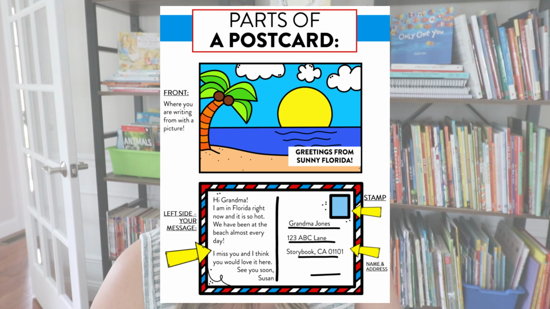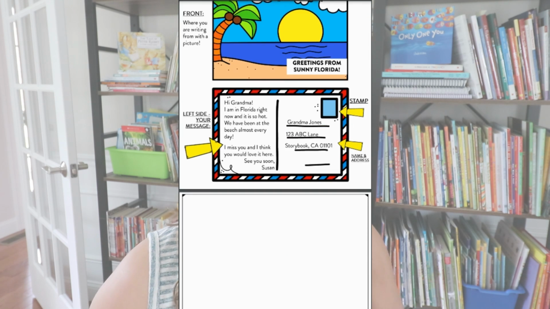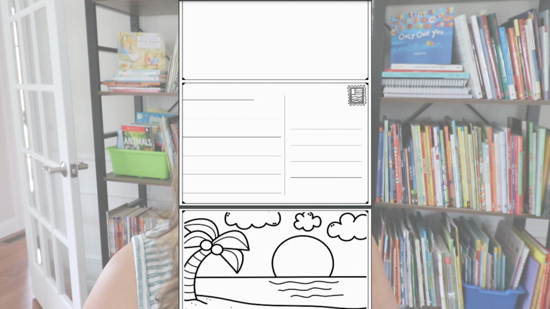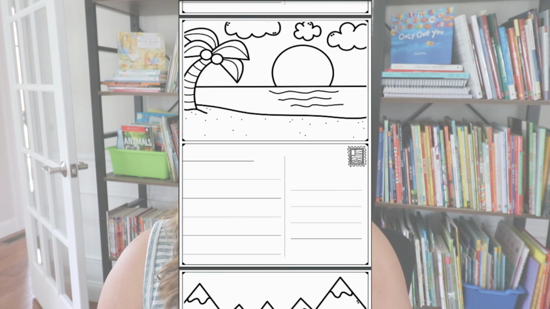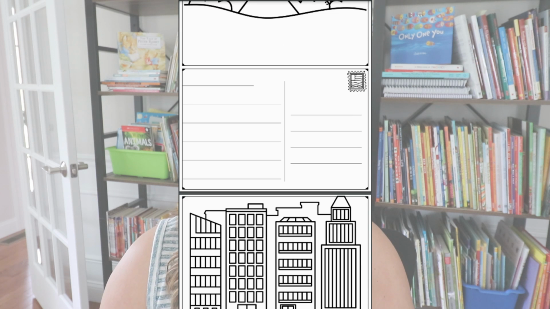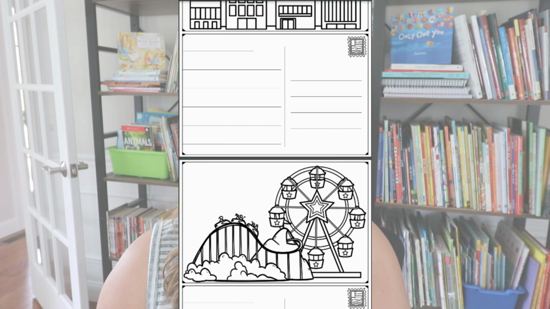You write their address. Over on the right-hand side, it includes a stamp, and then the front of the postcard is just going to have a scene or a picture of where you are. And then I went ahead and included a bunch of little templates. Here is a blank one where students can draw their own scene, and then some more generic ones like a beach, the mountains, a city, and some sort of Ferris wheel or park scenario if they wanted to write about somewhere that they recently went to.